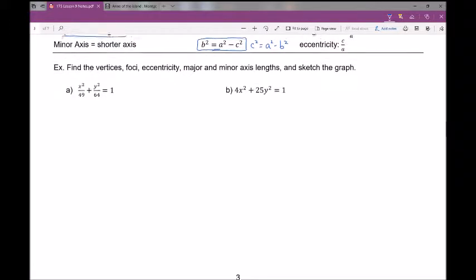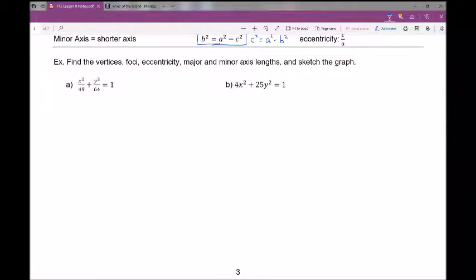So we'll move on to some examples now. Let's look at example A. We want to find the vertices, foci, eccentricity, major and minor axis lengths, and then finally we want to sketch the graph. Just like we did with parabolas, we're going to find all of this information, and start doing our sketch at the same time.